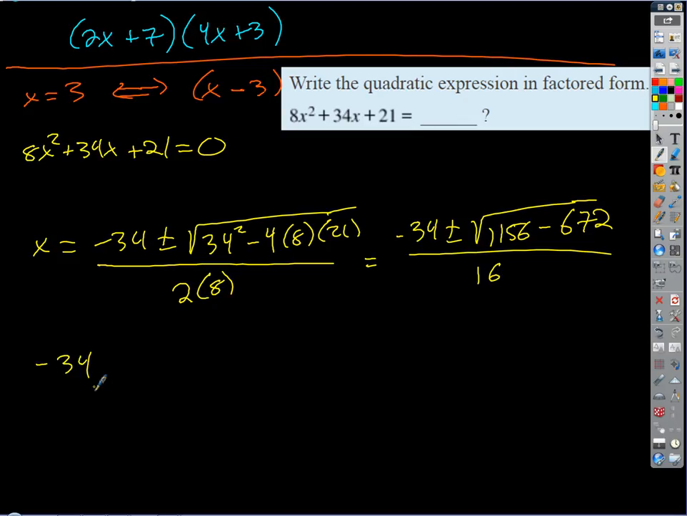So if I subtract these, what do I get? I get 1156 minus 672 is 484, okay? I don't know what that is, let's square root that. 22. So all this stuff just becomes 22.